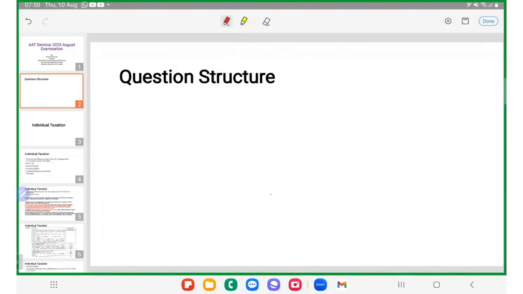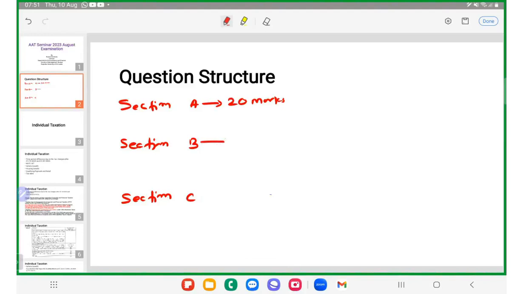In your paper, you can see there are 3 sections: Section A, Section B, and Section C. Then I will discuss how many marks are allocated to each and every section. In Section A, there are 20 marks allocated for 4 questions. That means 5 marks per question.